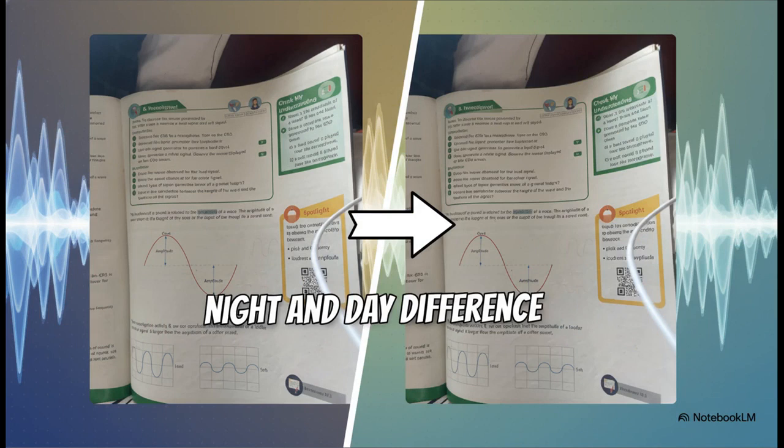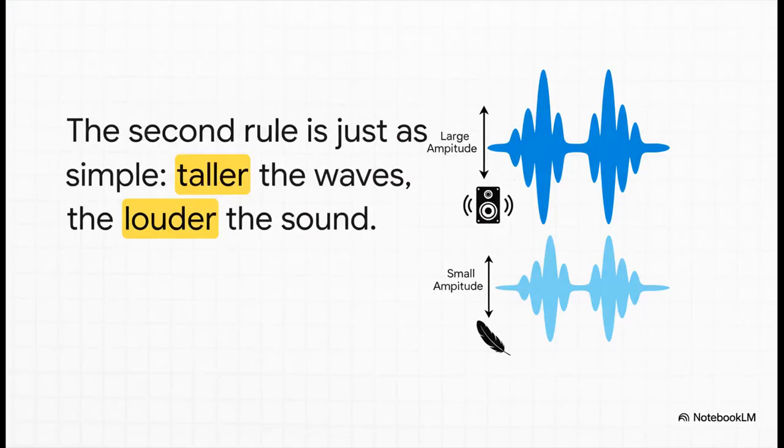And check this out. It's so obvious when you see them side by side. On the left, the loud sound creates this really tall, dramatic wave. That's a huge amplitude. Now look at the right. The soft sound makes this little short wave with a tiny amplitude. The difference is just massive. So this gives us our second rule, and it's just as easy to remember as the first one. The taller the waves, the louder the sound. Height equals loudness. Plain and simple.